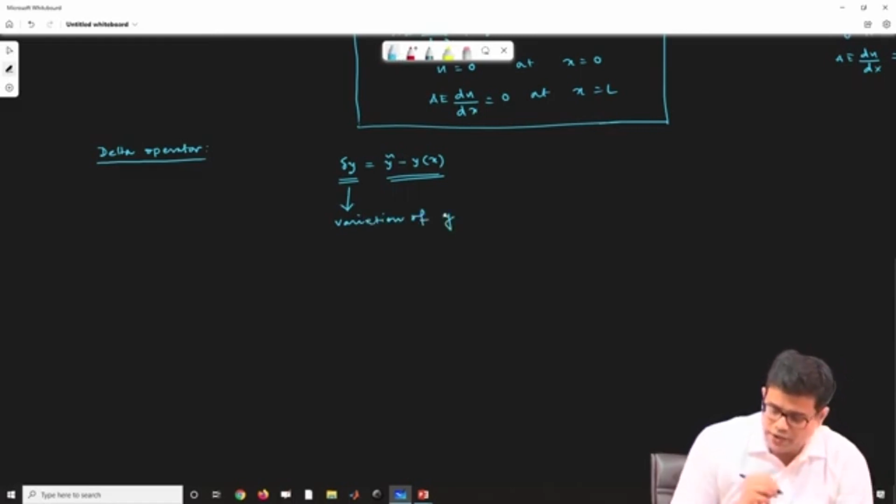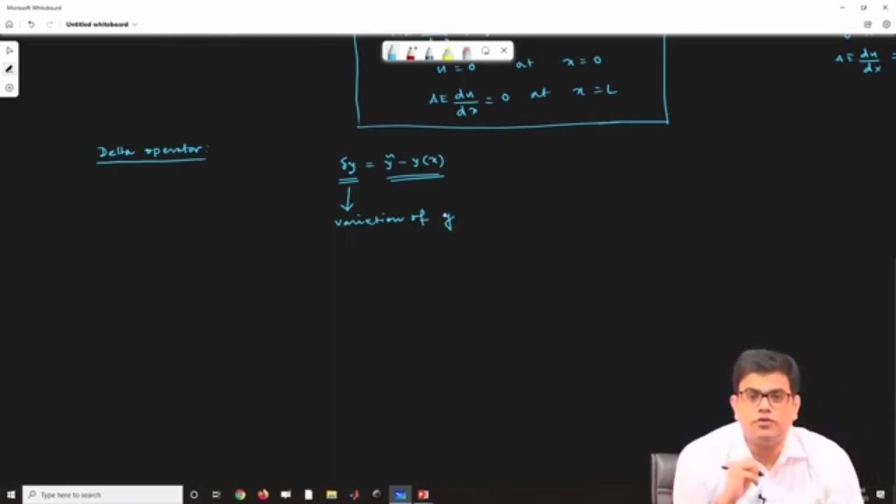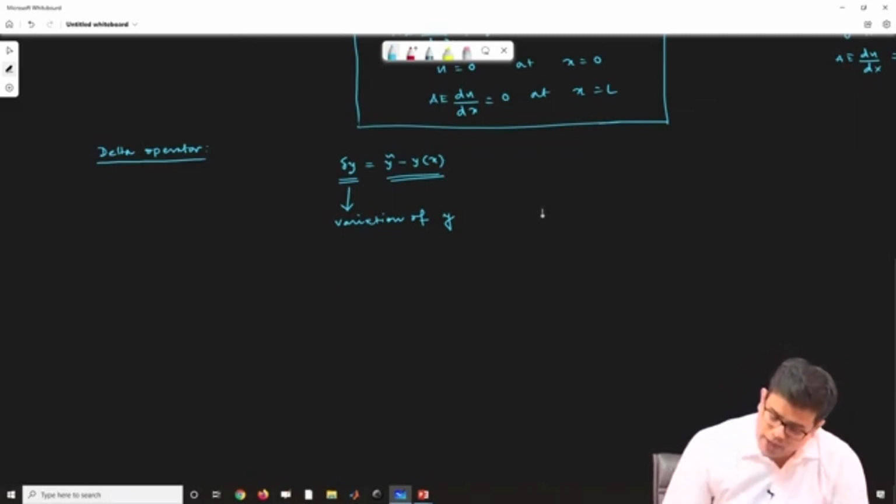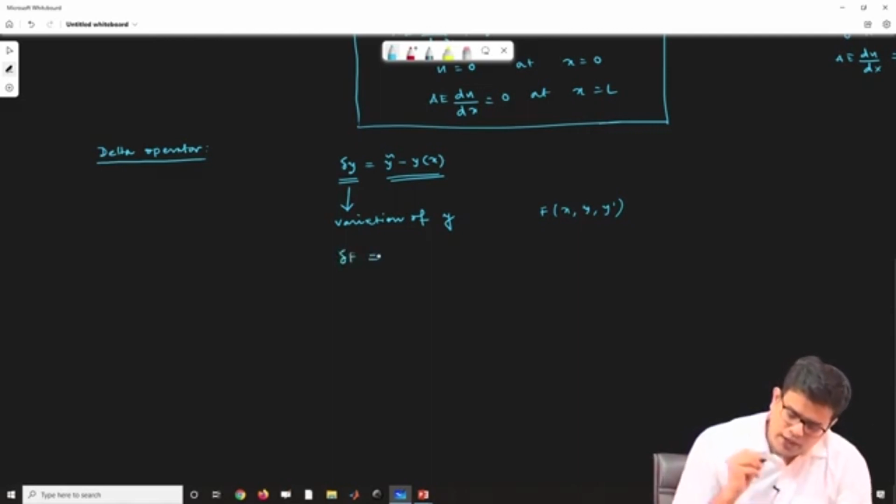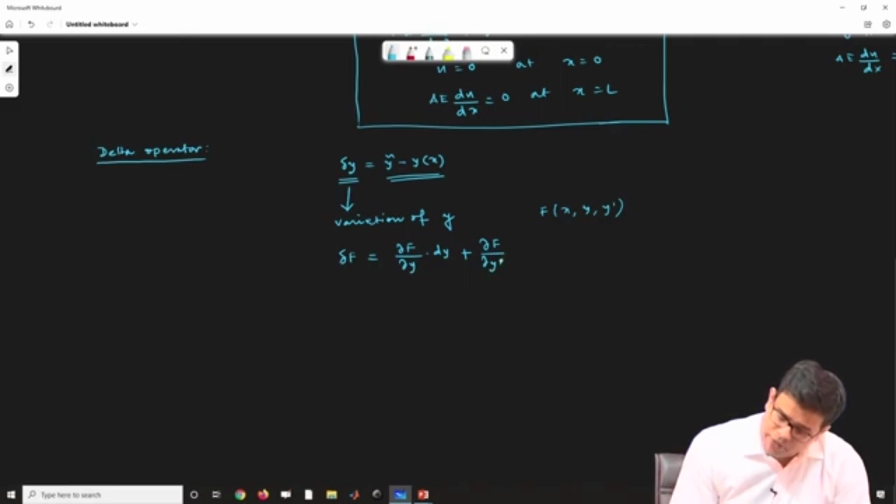So this is nothing but the variation of y. If you have a variation of y, then you will have a variation of f also. Suppose this is a variation of y, then what will be the variation of f, where my f is a function of x, y, y prime? So what will be my delta f? Essentially my delta f will be del f by del y into delta y plus del f by del y prime into delta y prime.